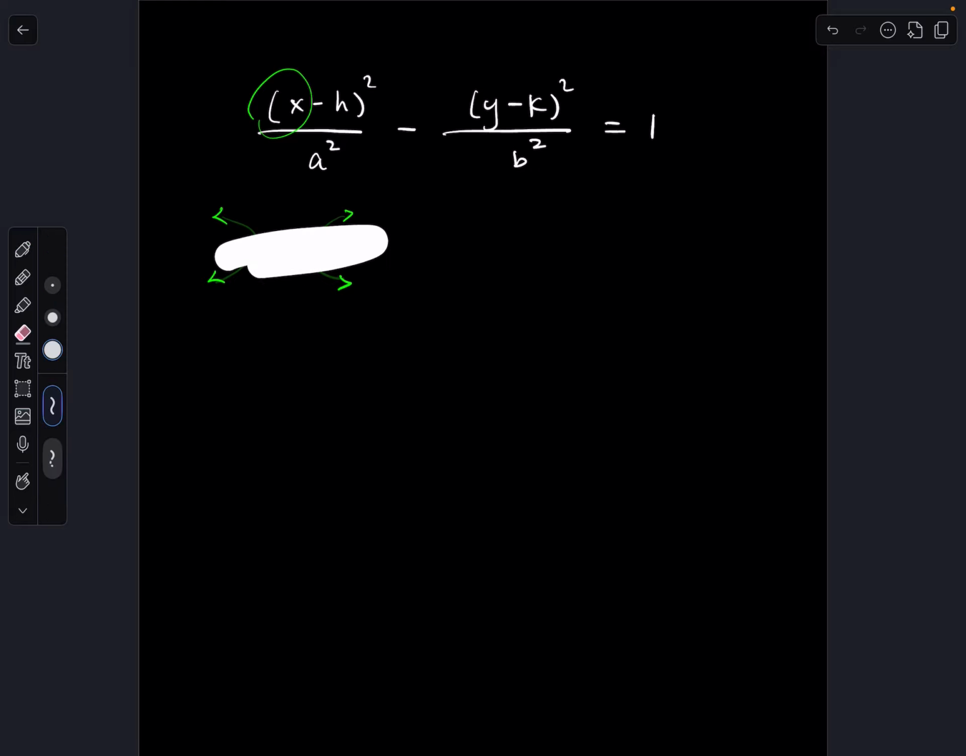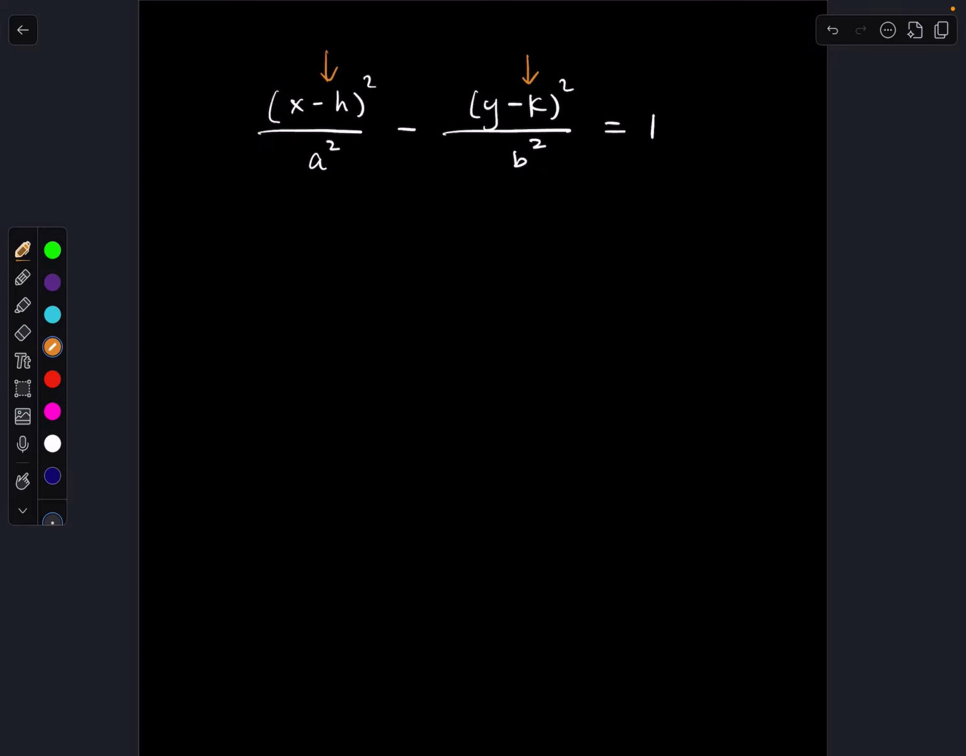Now, the next thing you want to do is look for the center. So again, the center is going to be right here within the x and y. So the center is h, k.